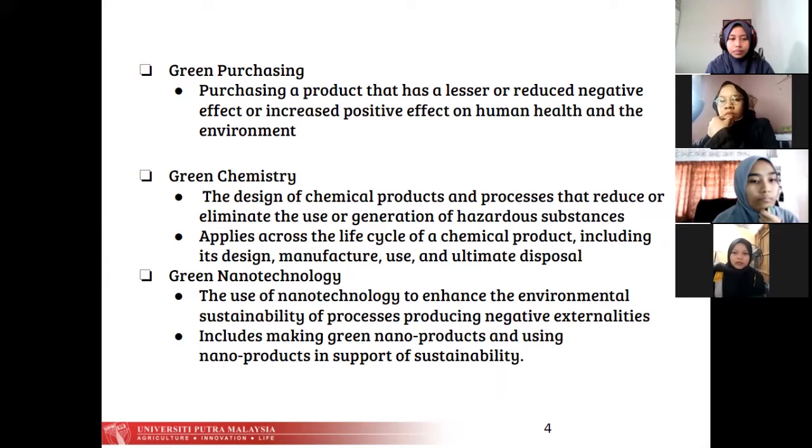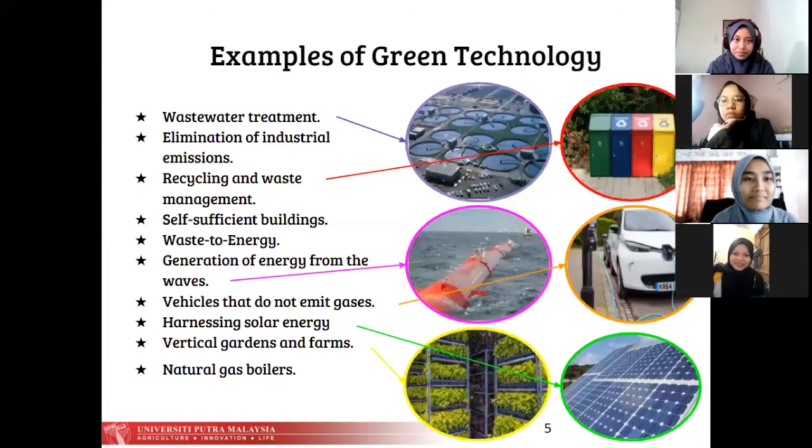The fifth one is green nanotechnology, the use of nanotechnology to enhance the environmental sustainability of processes producing negative externalities, including making green nano products and using nano products in support of sustainability. Okay, next.